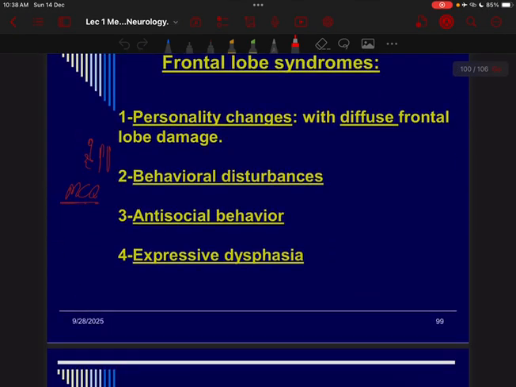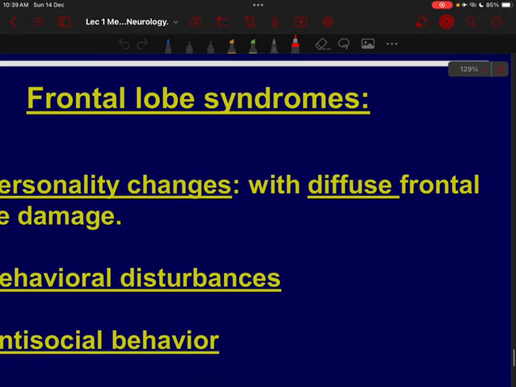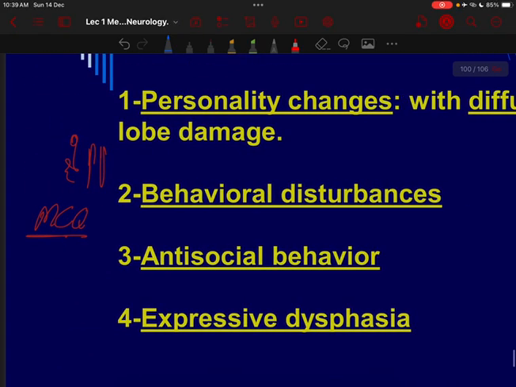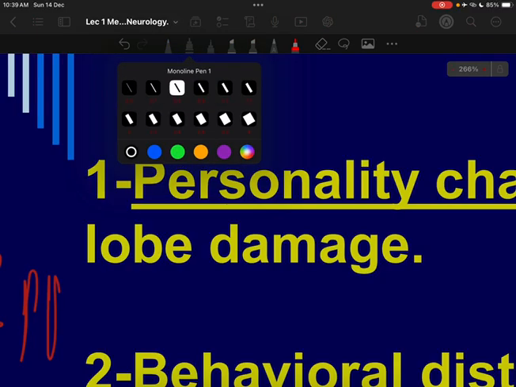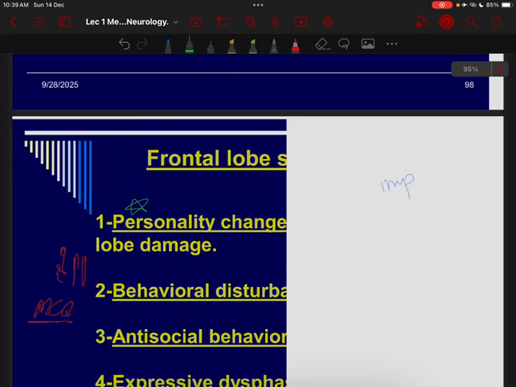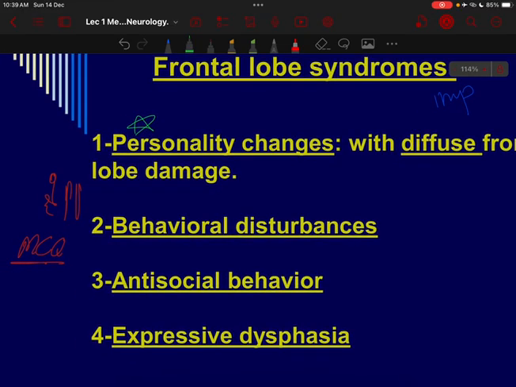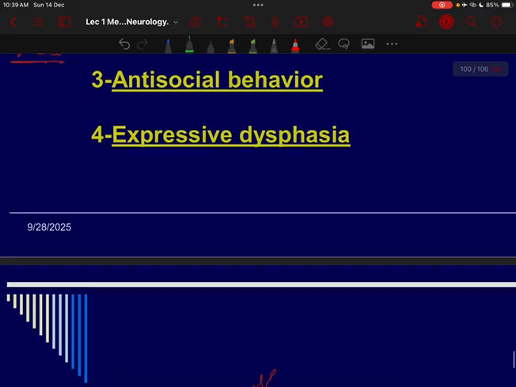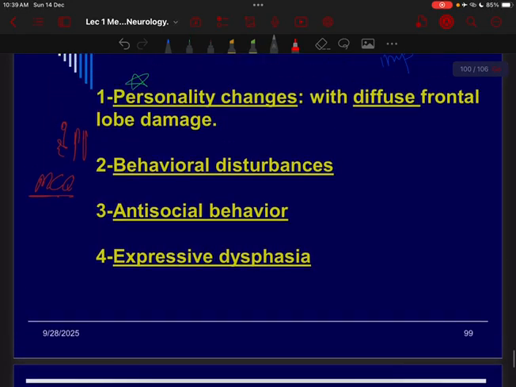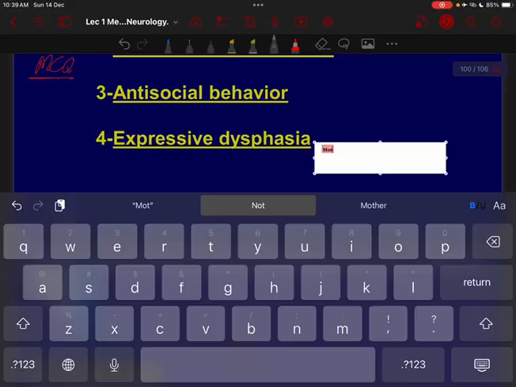So, frontal lobe syndrome, this is important. Frontal lobe syndrome: number one, personality changes, especially with diffuse frontal lobe damage. Two, behavior disturbances. Three, antisocial behavior. Four, expressive dysphasia, the motor speech center. A very, very, very important point.